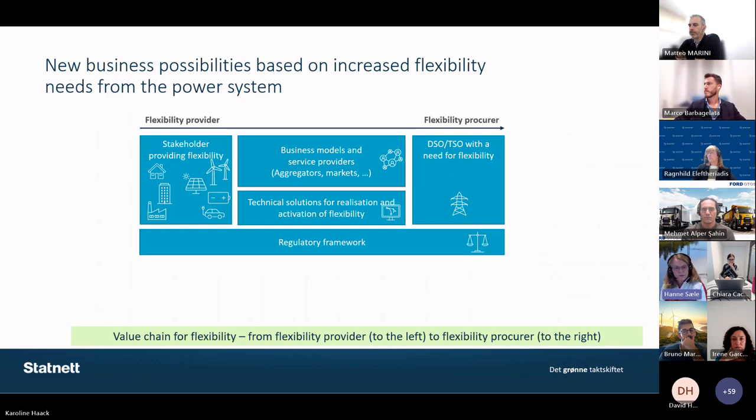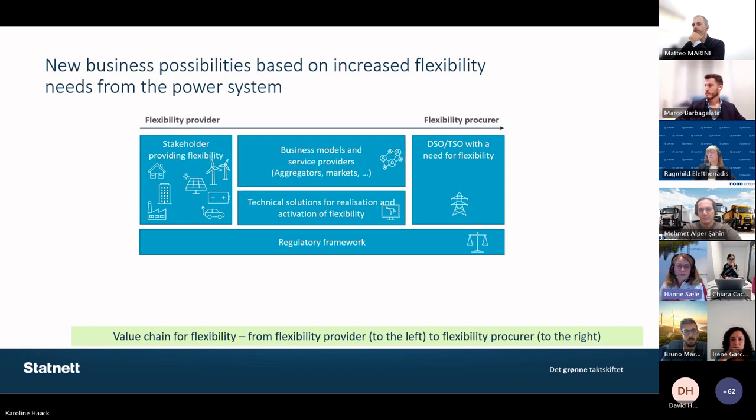And also technical solutions is an important part here for both realization and activation of flexibility. Because to secure fast enough response of flexibility, it is important with different types of control system, for example, enabling this. And in total, you can see at the bottom, we have a specified regulatory framework. It is important with proper regulatory framework enabling increased utilization of flexibility. That is to secure that it is possible to develop sufficient incentives and business models that both stimulate activating flexibility, also for buying flexibility. So this is the value chain related to flexibility.